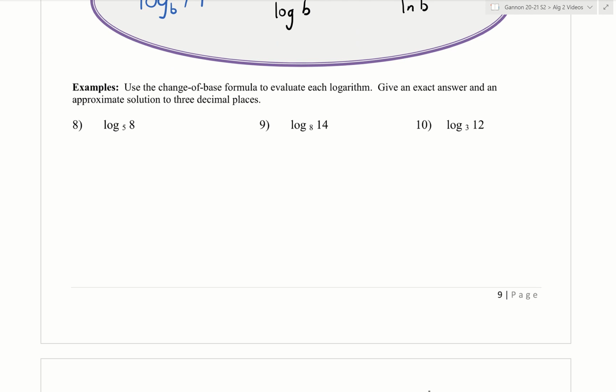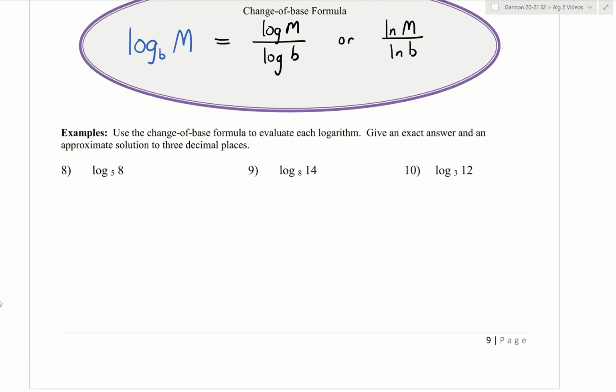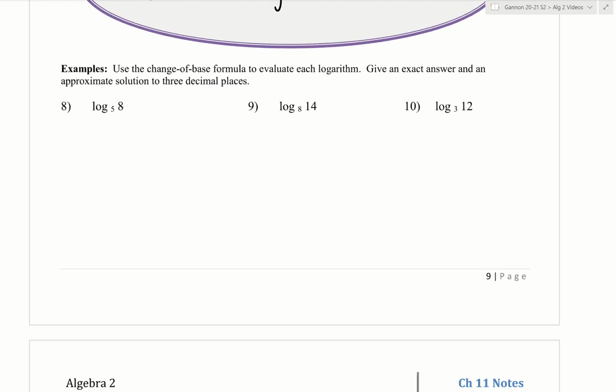So what I prefer to do is, it's a little bit easier to write ln than it is log. So usually when I use the change of base formula, I'm going to go ahead and use natural log. I think in the notes that are filled out on the website, I did use common log, but I'm going to use natural log. So log base 5 of 8, using the change of base, is the natural log of 8 divided by the natural log of 5.